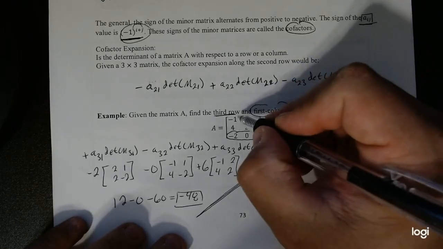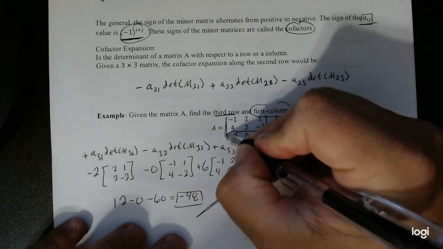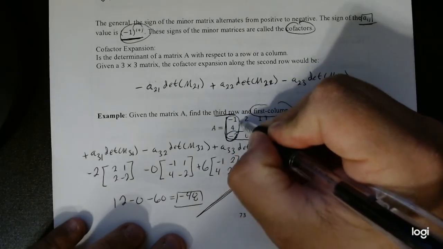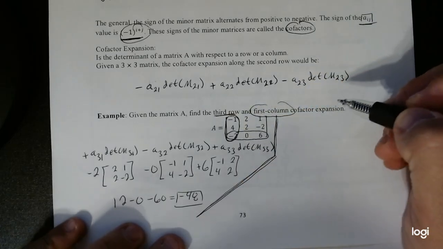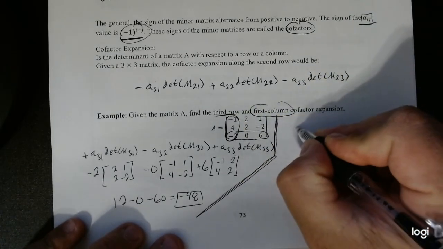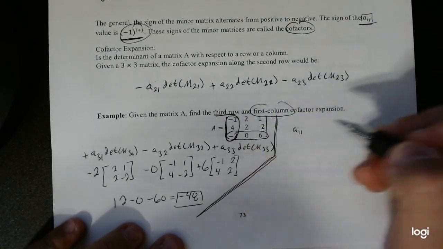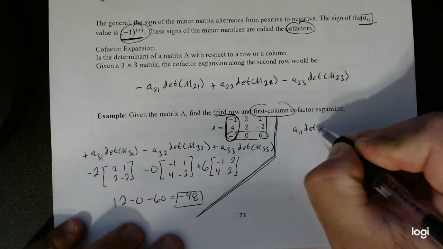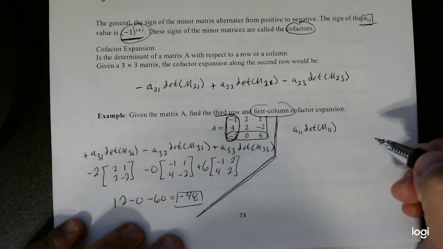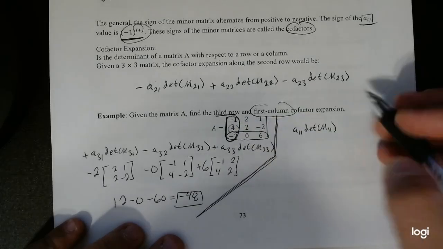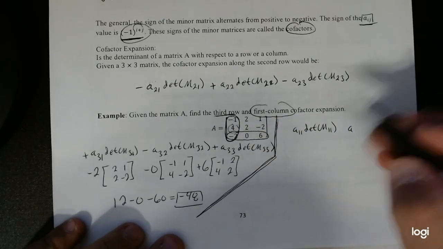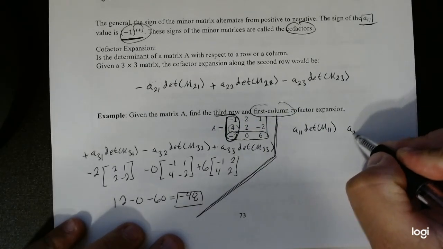So again, that means the first column, so now all of this is going to be the A's themselves. Let's just take our time. So this is going to be A11. That's the first term, times the determinant of the same minor matrix. Now this is represented as second row, first column.